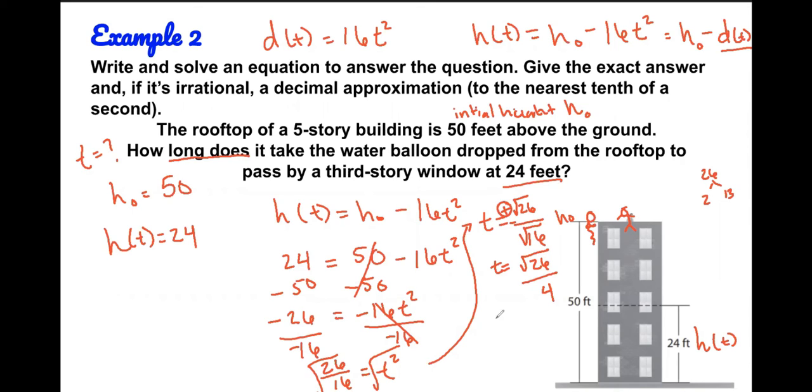Since you guys have calculators in front of you, T equals, let's go ahead and approximate that time in seconds. Square root of 26 divided by 4. What do you get? Anybody awake?